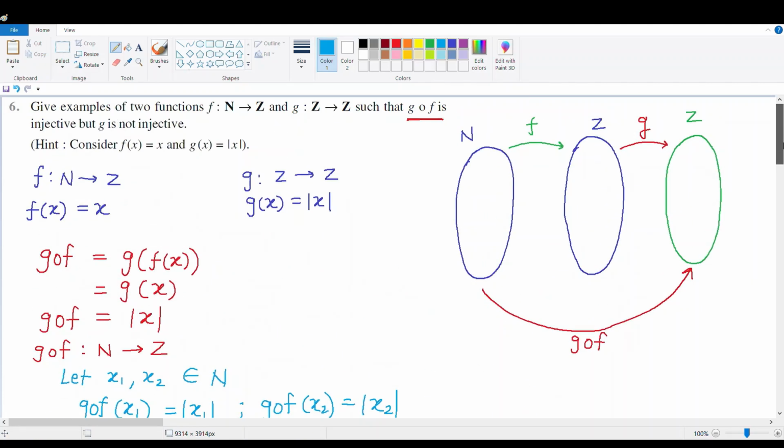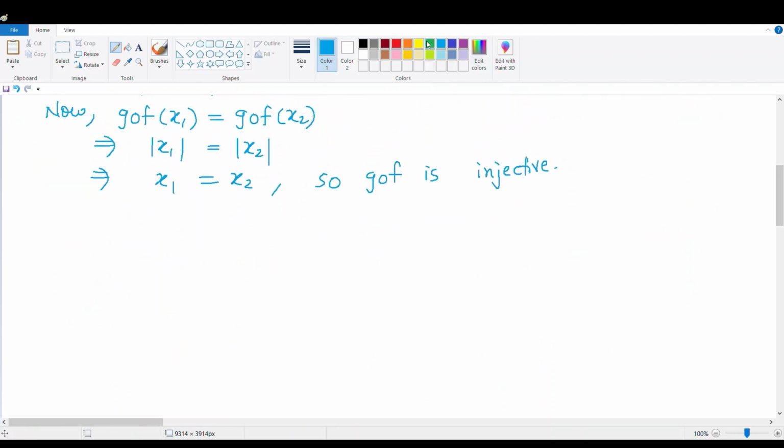Now the next thing that we have to do is show that G is not injective. We finished this much part, that G of f is injective. We showed that. Now we need to show that G is not injective. So we are going to show that now, for function G.